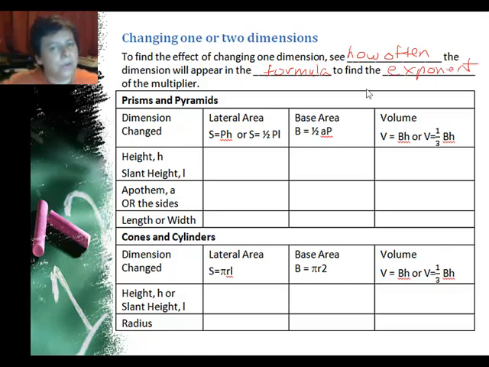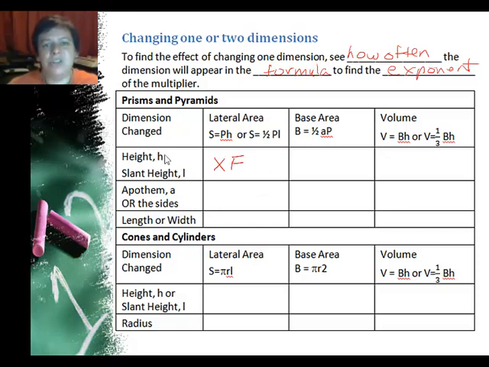So for lateral area, and I have to be clear here, I probably should have put a line, slant height on lateral area. If I change the height or slant height on lateral area, they only show up once in the formula. So if I change it, it will only appear once, so I can just go times a factor. This is pretty straightforward.